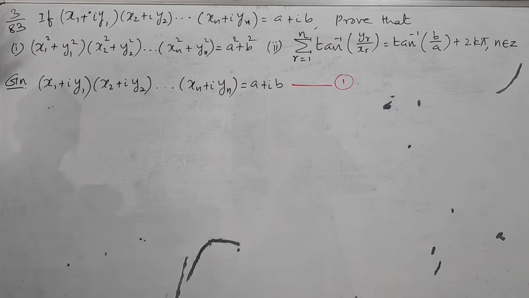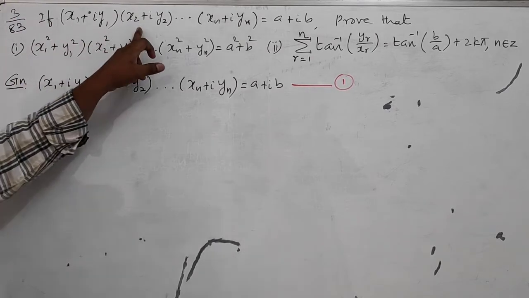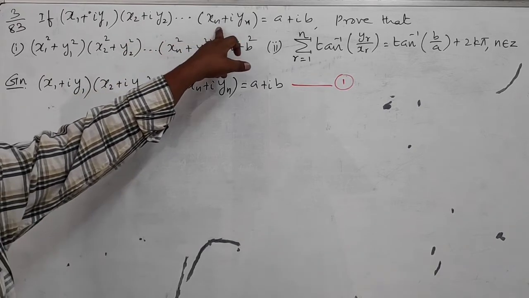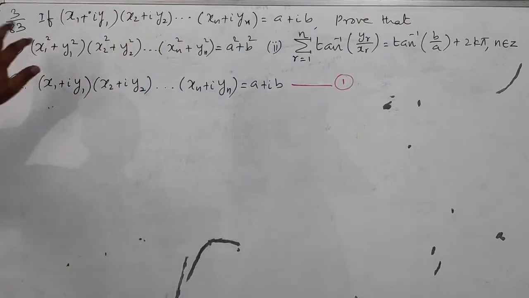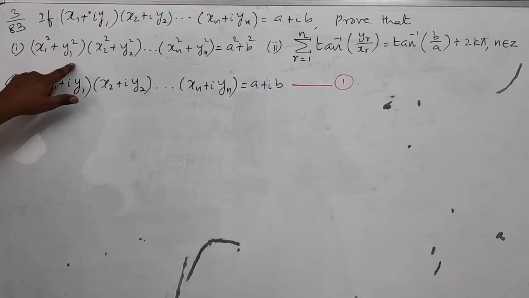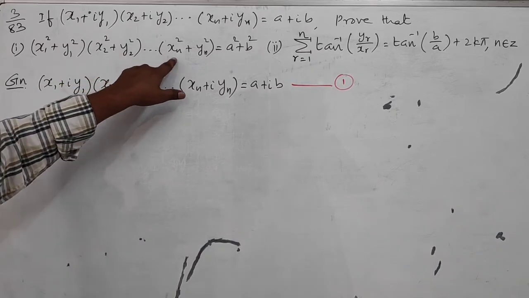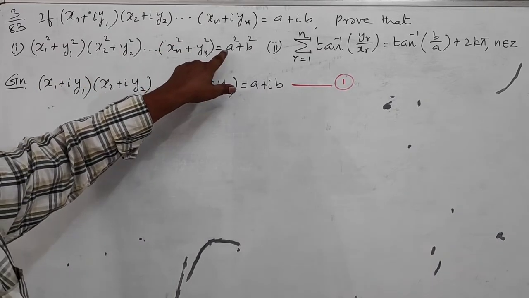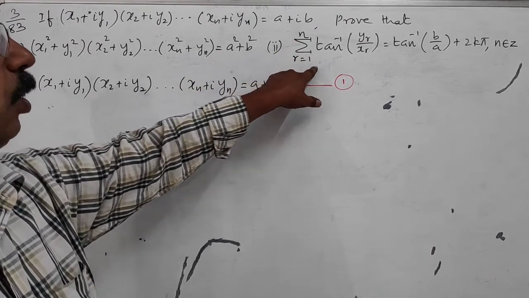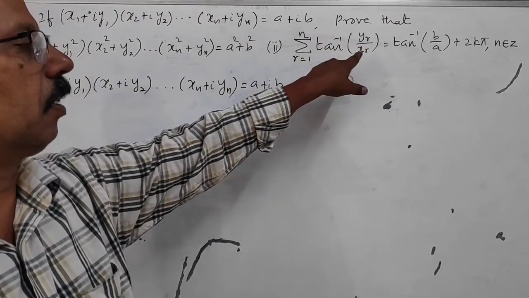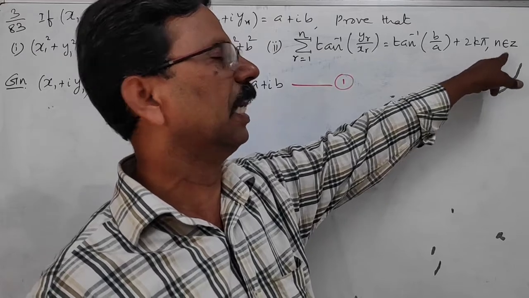This is the third problem given on page number 83 of exercise 2.7. If x1 plus i y1 into x2 plus i y2 and so on up to xn plus i yn is equal to a plus i b, then we need to prove that, first subdivision: x1 square plus y1 square into x2 square plus y2 square and so on into xn square plus yn square is equal to a square plus b square, and the second subdivision: summation over r equal to 1 to n of tan inverse of yr by xr is equal to tan inverse of b by a plus 2k pi, k belongs to z.